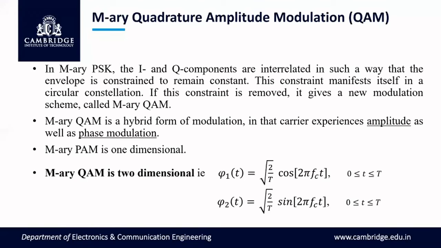In MRA PSK, in-phase and quadrature components are interrelated in such a way that the envelope remains constant. This constraint manifests itself in a circular constellation. If this constraint is removed, that means if you do not allow I and Q signals to interrelate like this, one increasing, the other decreasing, then automatically the constellation diagram changes.